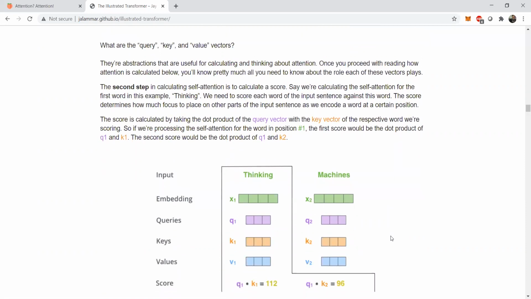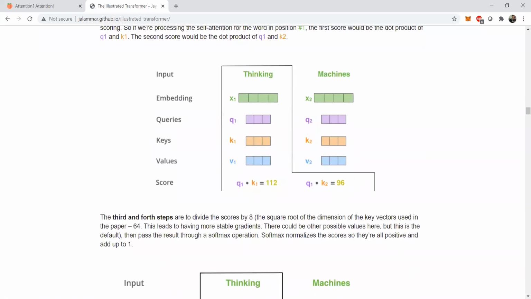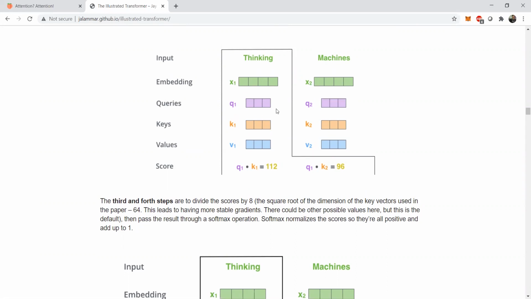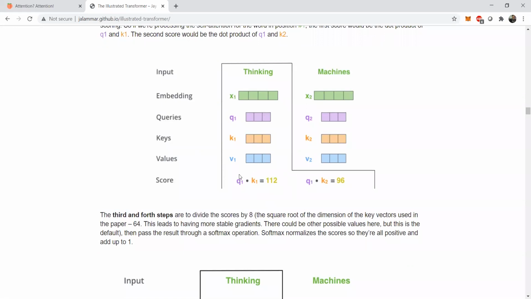The second step is calculating the self attention. Self attention is nothing but q dot k. If we're considering this word, that is thinking, it will have an embedding vector, that is x1. It will have queries, keys, and values, right? So the score is computed by multiplying q1 with respect to k1, that is q into k, which gives you an output. This is called the self dot product of q and k.